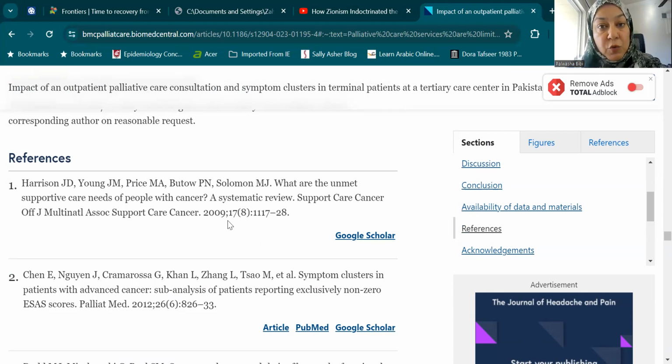Now, yesterday, somebody was also asking about how to identify a research gap. So the way to identify a research gap is to go through researches, is to read and to see what is being done in that area. Okay. So that is how you look for a topic and you consolidate your topic.